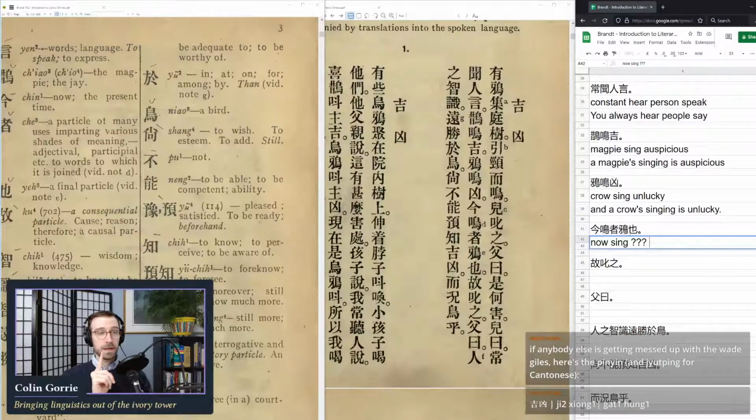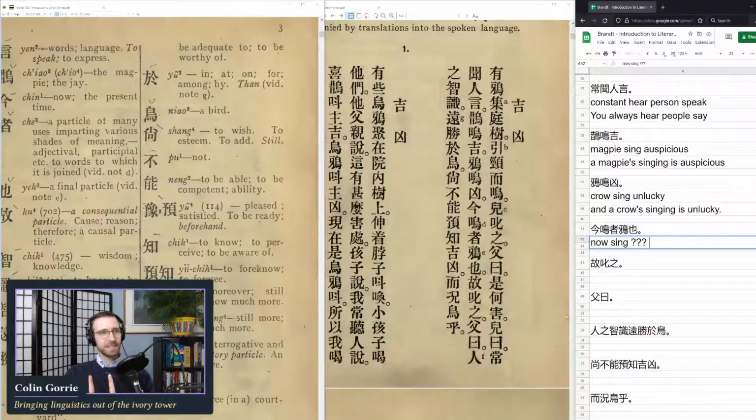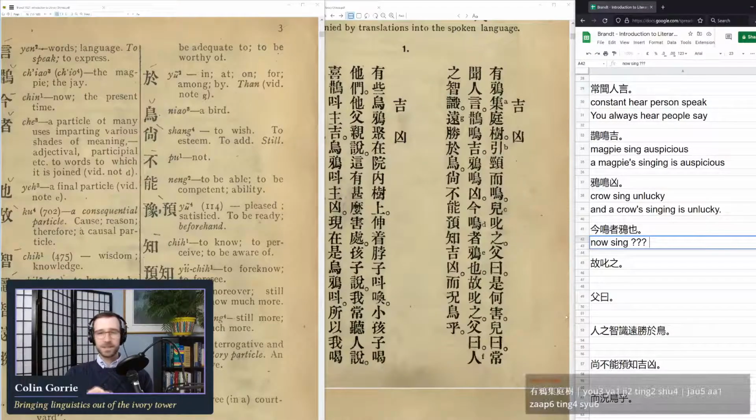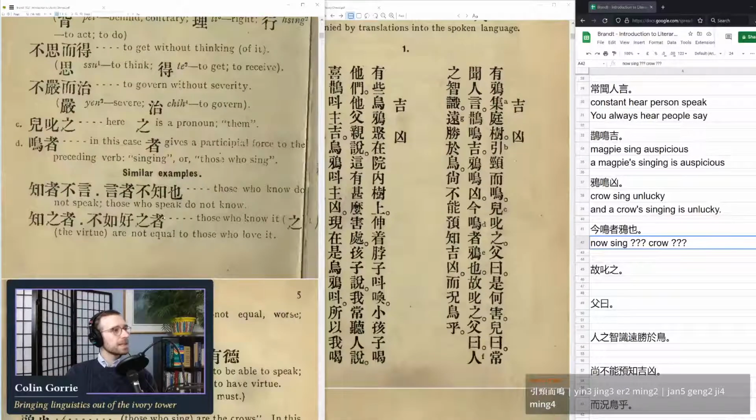Then we have ya. Thank you. Oh, thank you. This is so cool. Thank you, Ben. Okay, now sing, this j particle, ya. So now sing, crow, and then we have two of these grammatical things. And I happen to remember from earlier study that these are going to be fun, and so we have notes for both of them. Let's take a look.